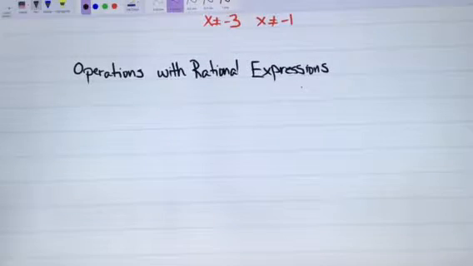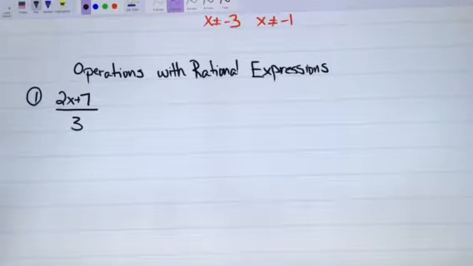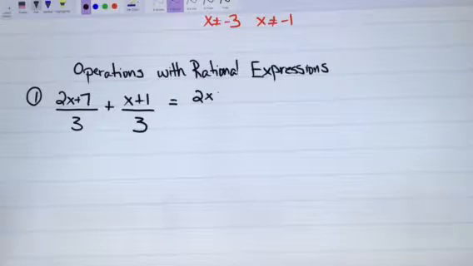and looking at combining rational expressions. Let's say we go with the operation of addition. We'll start out with a couple of expressions that have the same denominator. So we'll say we have (2x + 7)/3 plus (x + 1)/3. Here we have the same denominator, and I can add these fractions by combining the numerators.